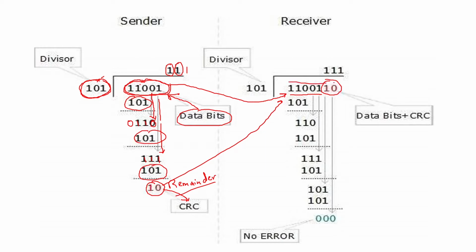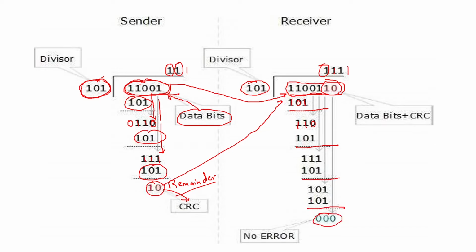Now this complete code word, you again divide by the same divisor 101 that you used in the transmitter. Then again you follow the process: 101 into 1 will be 101 here, and then you do subtraction. What remains is 110. Again 1011, you do subtraction, you will get 111. Again 101, subtraction, you will get 101. Again you go with 1, again 101 into 1, then you do the subtraction here, you will get the answer as 000.